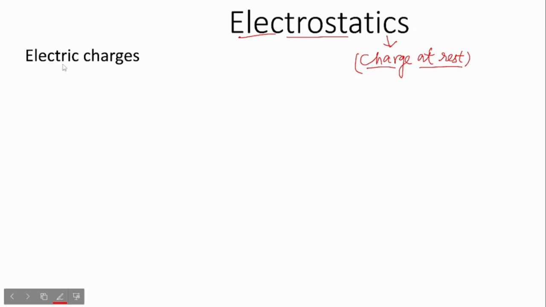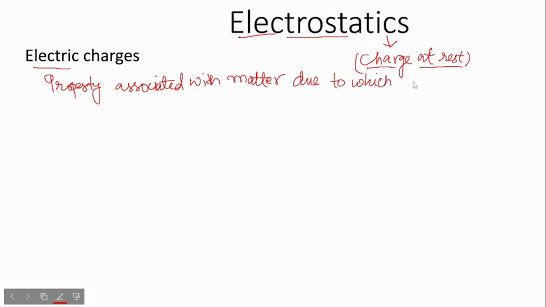Now the first terminology that comes here is electric charges. We define electric charge as a property associated with matter, due to which it experiences or produces electric and magnetic effects. This is the basic definition of electric charge.